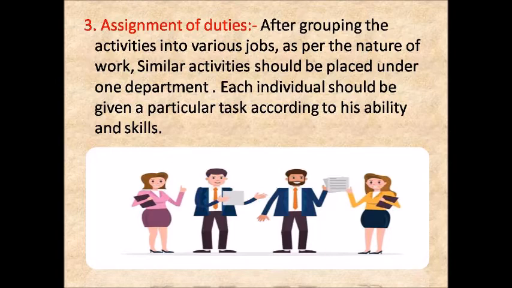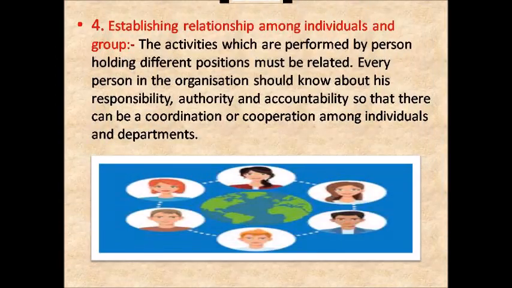After grouping the activities into various jobs as per the nature of the work, similar activities should be placed under one department. Each individual should be given a particular task according to his ability and skills. So we can say the allocation of tasks should be done on the basis of qualification and skills of the employees, which can be helpful to achieve a successful result within the organization with the help of the employees' efforts and proper use of their work activities.